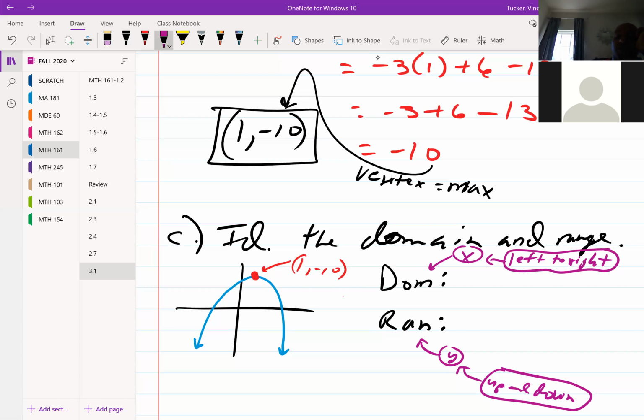So when it comes to my domain, left and right, it will continue to get wider and wider to infinity. There's nothing stopping it from going all the way to positive 100, or negative 1 million on the left. So your domain for your parabola will be negative infinity to positive infinity.